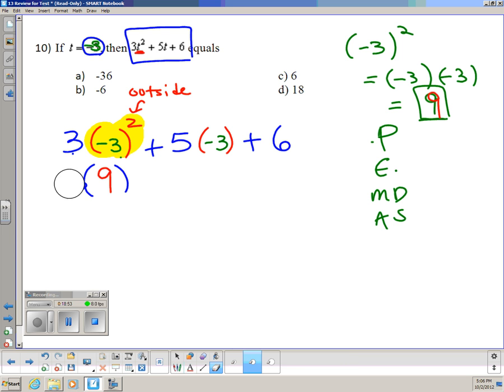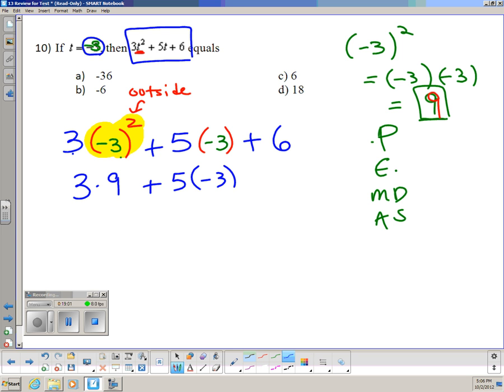Or if you want, if you feel like you took care of the parentheses, you can say 3 times 9 like that. Plus 5 times negative 3 plus 6. No more exponents, I just did it. Now we look for multiplication and division from left to right. Well, I have my 3 times 9. That's 27.